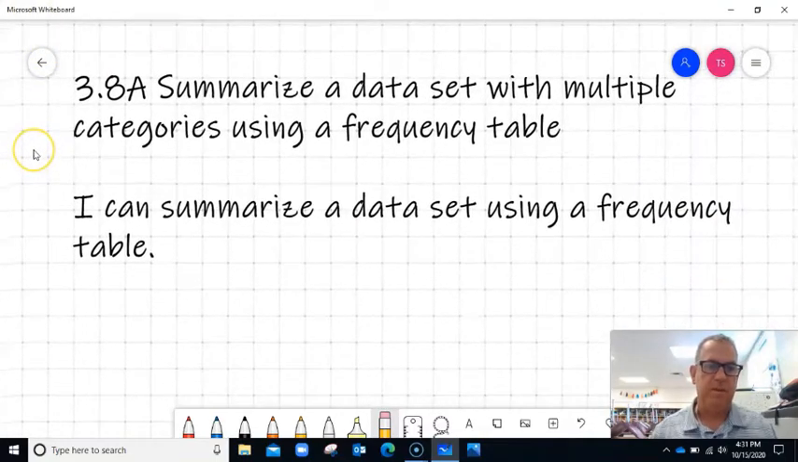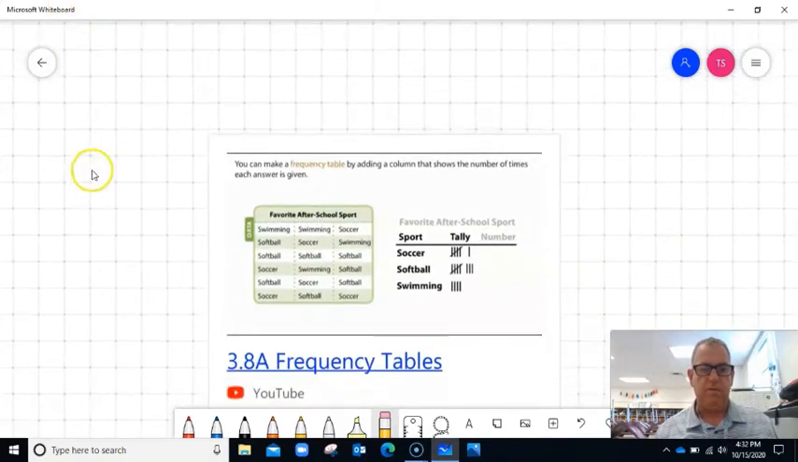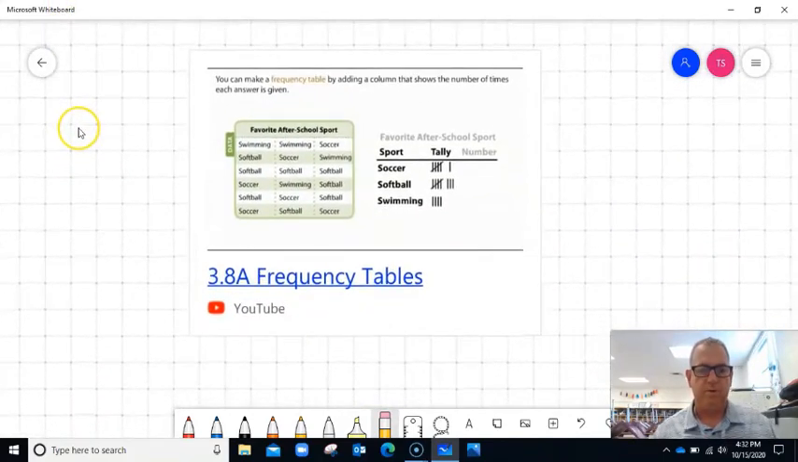Our lesson objective for the day is 3.8a, and that's summarize a data set within multiple categories using a frequency table. And what we want to be able to do is I can summarize a data set using a frequency table. Let's go ahead and look at this video about frequency tables.